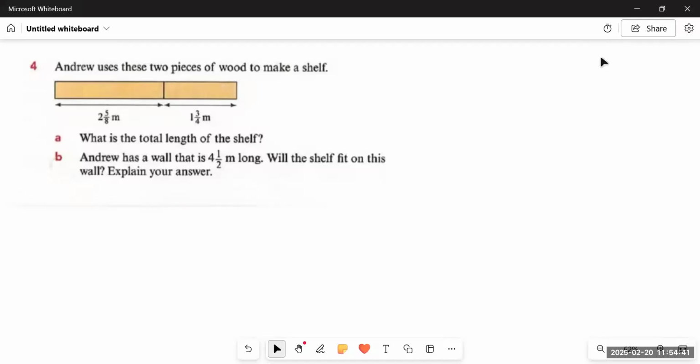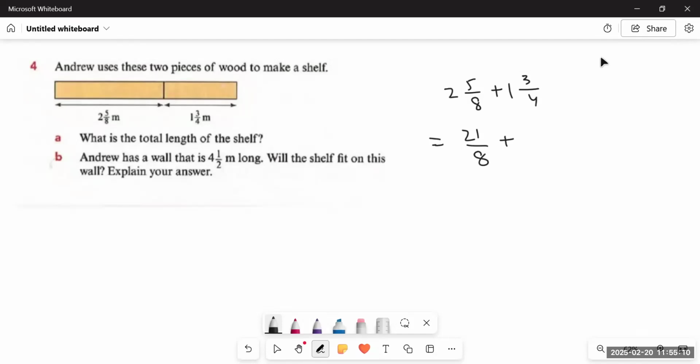In the next question, it says Andrew uses 2 pieces of wood to make a shelf. Okay. He's using 2 pieces of wood, one of 2 whole 5 upon 8 meters and the other one 1 whole 3 upon 4 meters. What is the total length of the shelf? If we have to find out the total length, what do we have to do? We just have to add them up. So we'll add them. 2 whole 5 upon 8 plus 1 whole 3 upon 4. The first step would be the same. 2 8s are 16 plus 5, 21 upon 8 plus 4 ones are 4 plus 3, 7 upon 4.